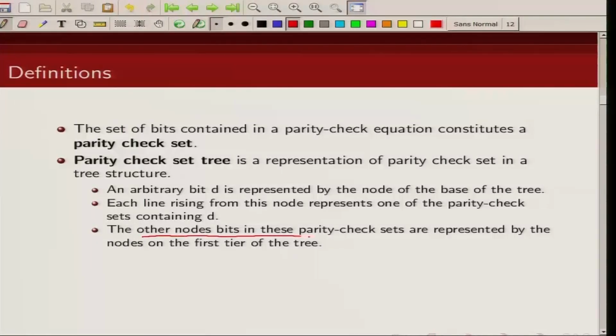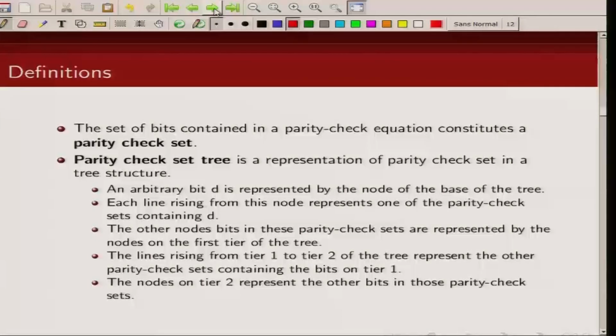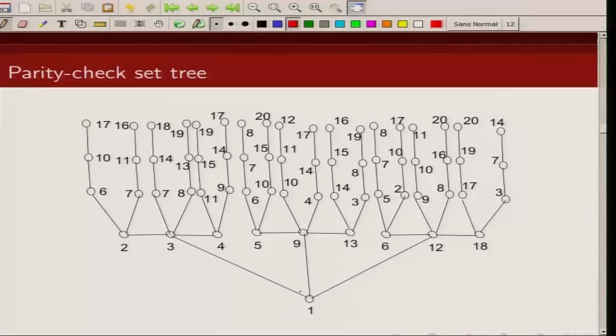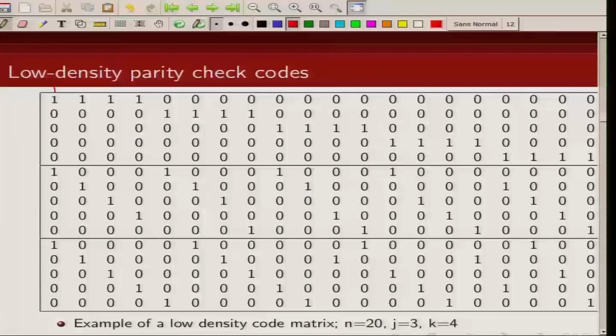Now, other nodes in these parity check constraints are represented as nodes in the first tier of the tree. What do I mean by this? Let us say I have this first node, calling it node 1. This node participates in 3 parity check equations. You can see 1, 2, 3. Going back, we are looking at the first bit, it participates in this parity check equation, this parity check equation and this parity check equation.